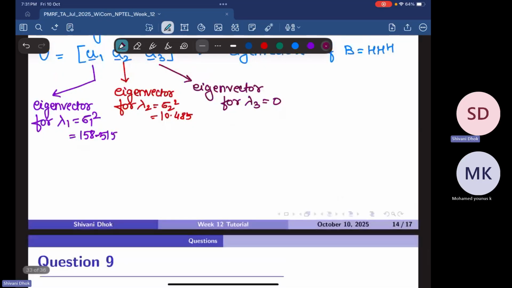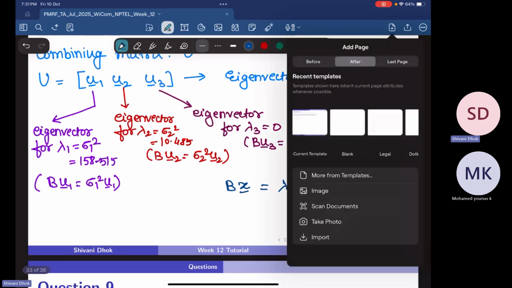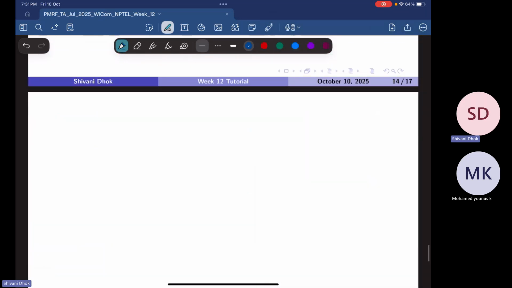Okay, so we have this now. What we get is BU1 equal to sigma 1 square U1. Then BU2 equals sigma 2 square U2. And the third one gives BU3 equal to 0. So this is what we have. Now what we want to deal with is Bx equal to lambda times x. Let us first use this relation to figure out the interdependent equations.